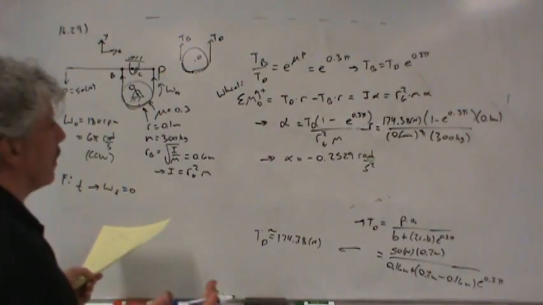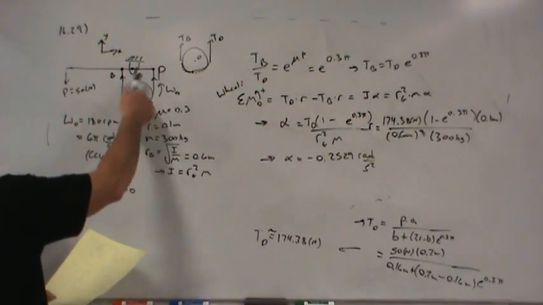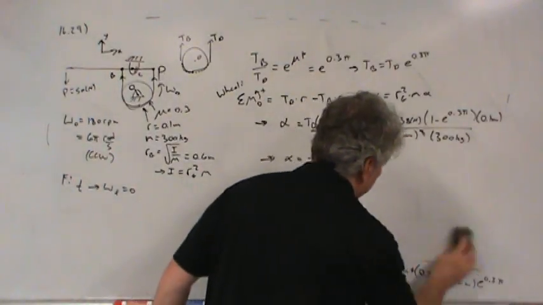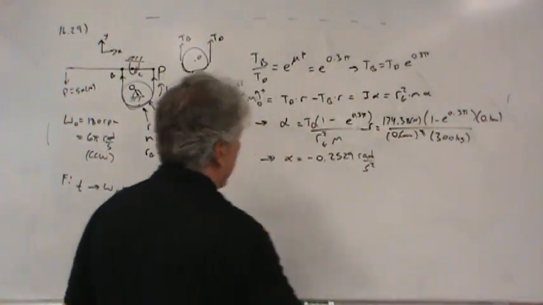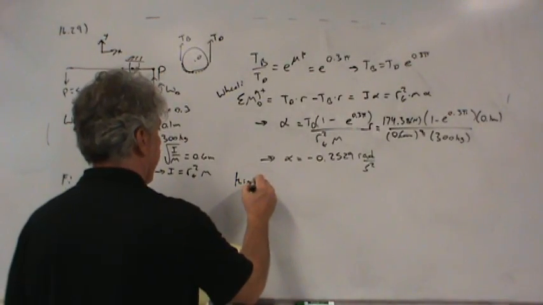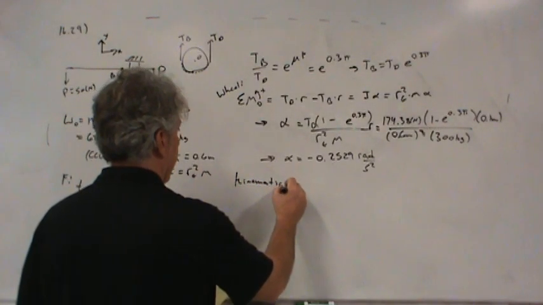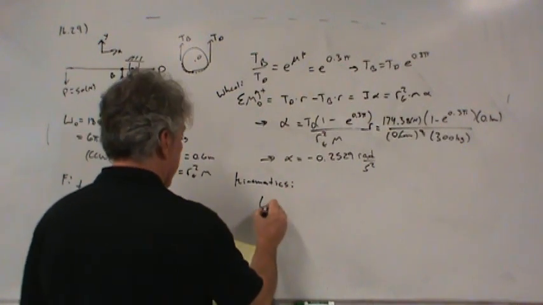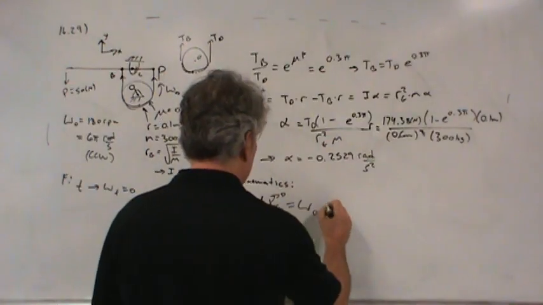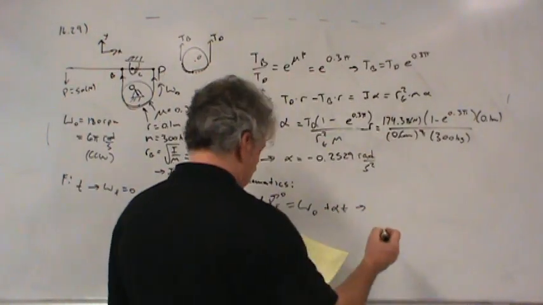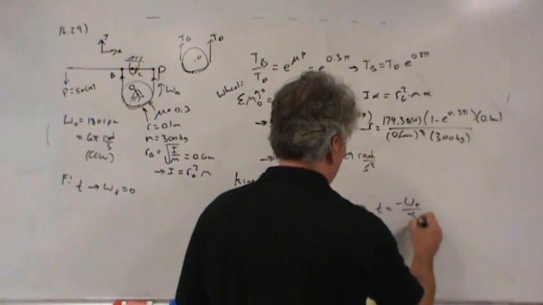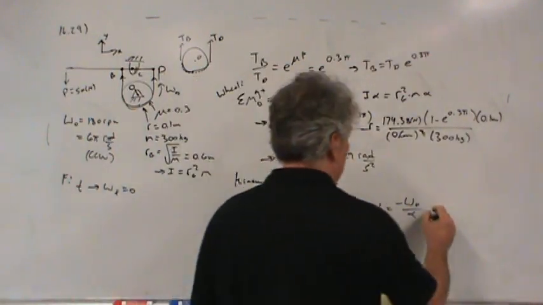Well, that's a constant, right? Because the force P is constant, TB, TD are constant, and so the wheel and flywheel slow down at a constant rate. So from kinematics, we'd have that the final angular speed, which is 0, equals the initial angular speed plus alpha t. Therefore, the amount of time required for it to slow down is negative omega naught divided by alpha.